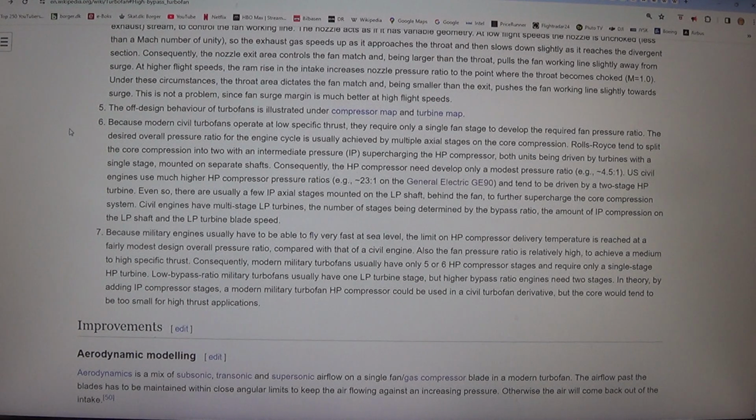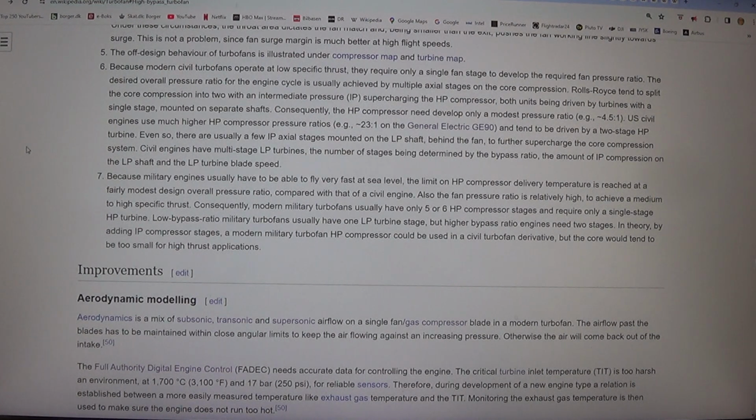Because modern civil turbofans operate at low specific thrust, they require only a single fan stage to develop the required fan pressure ratio. The desired overall pressure ratio for the engine cycle is usually achieved by multiple axial stages on the core compression. Rolls-Royce tend to split the core compression into two with an intermediate pressure, IP, supercharging the HP compressor, both units being driven by turbines with a single stage, mounted on separate shafts. Consequently, the HP compressor need develop only a modest pressure ratio, for example, ~4.51.